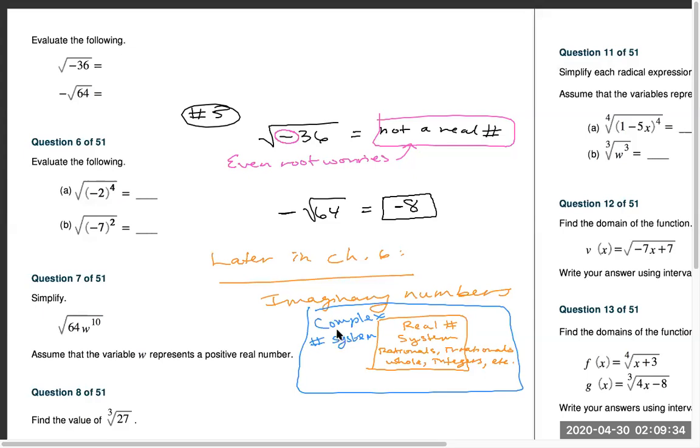To give you a little insight into that, the standard form for complex numbers is a plus bi. A is the real component of the number, and b is the imaginary component.